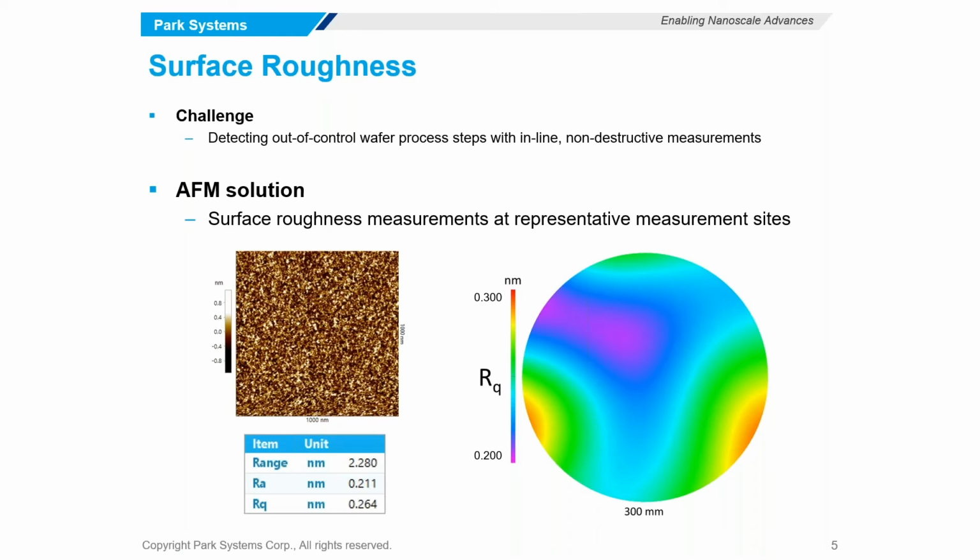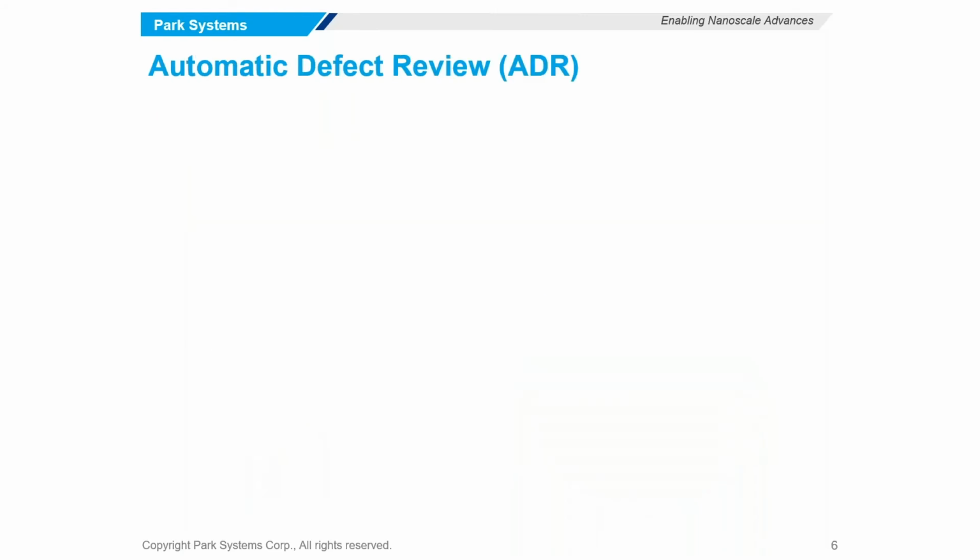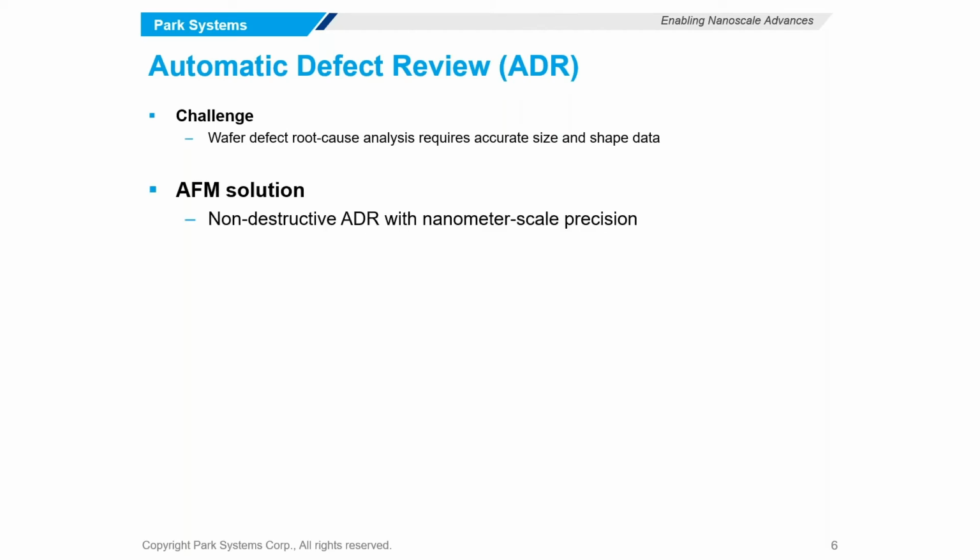However, for the case in which you have a discrete feature, a defect, let's say, on your wafer, there is a further application called Automatic Defect Review, ADR. The challenge here is that wafer defect root cause analysis requires very accurate size and shape data. So this is where ADR steps in with nanoscale precision.